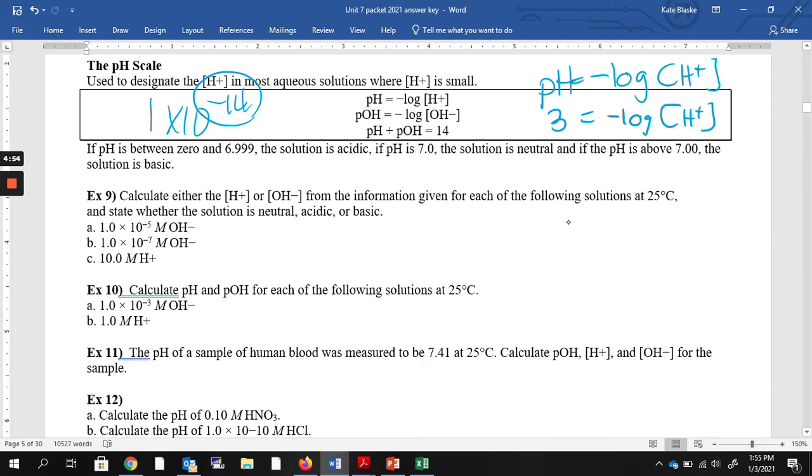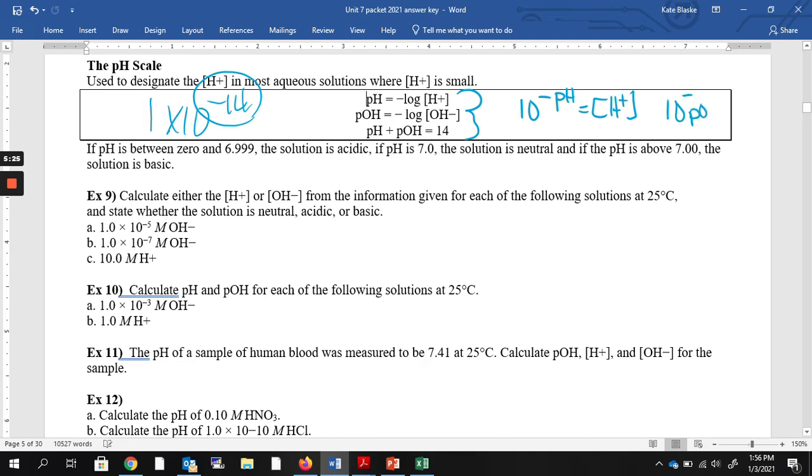anti-logs, which on your calculator, if you look at your log button, the anti-log is whatever shift function or second function is above your log button. So for log, it's 10 to the x. These are all on your equation sheet. The anti-log equations are not on your equation sheet.